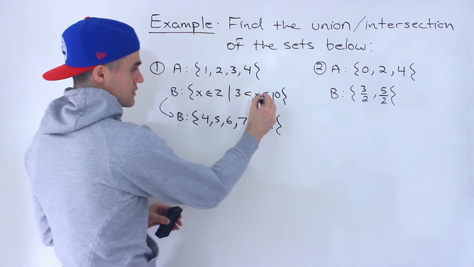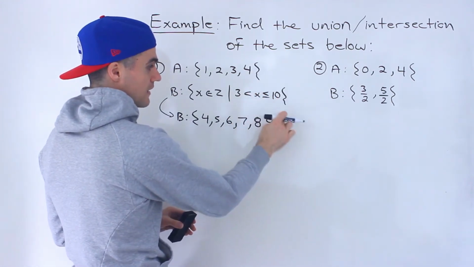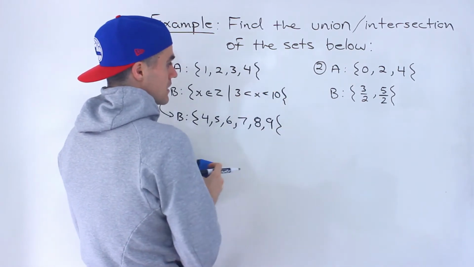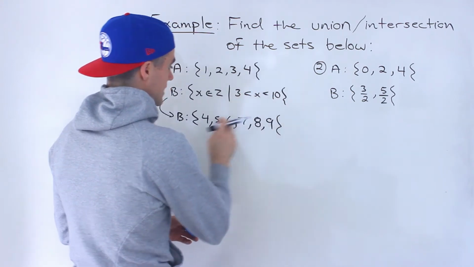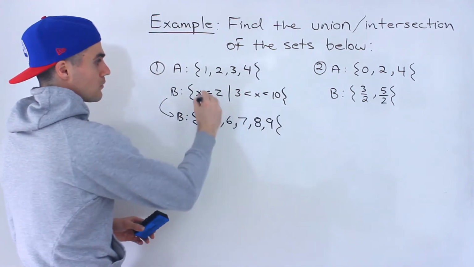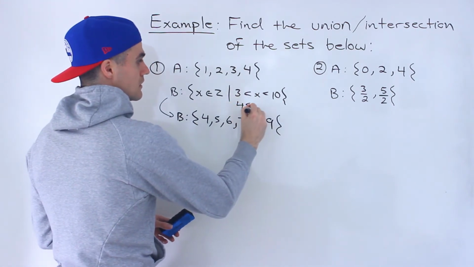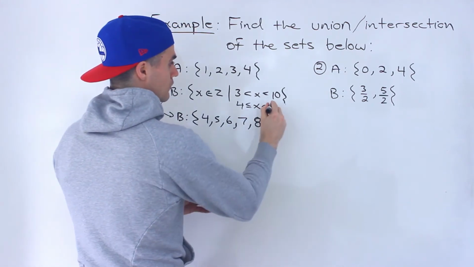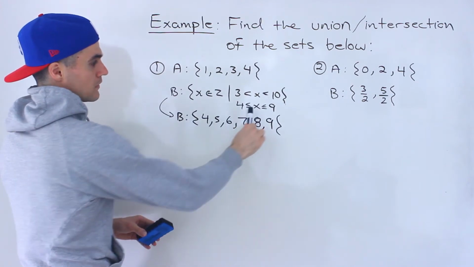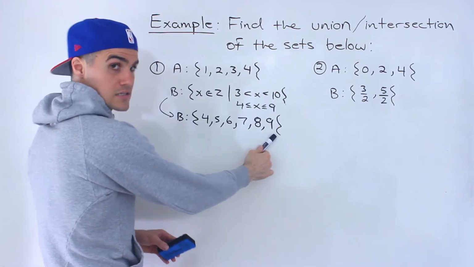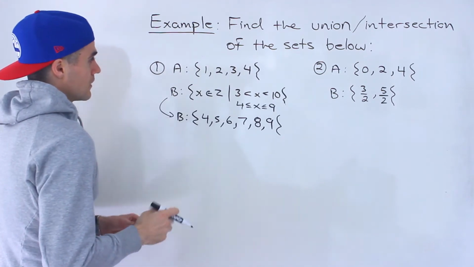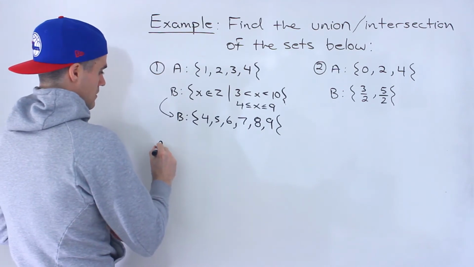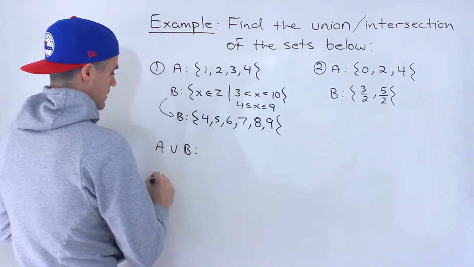Now you've got to be careful with these signs here. If this was less than or equal to 10, then there would be a 10 over here, inclusive of the 10. But because this was greater than 3 and less than 10, the 3 and the 10 are not included. Another way this could have been written is with 9 over here, like that. This here could have been used and it would have given us the same set. All right, so now it's a lot easier to find the union and the intersection.